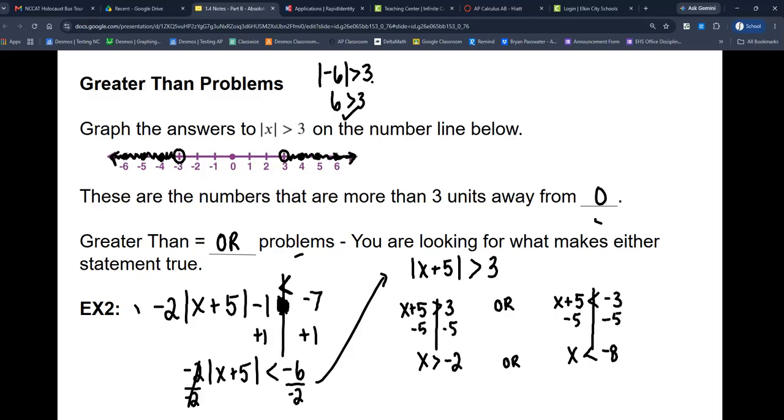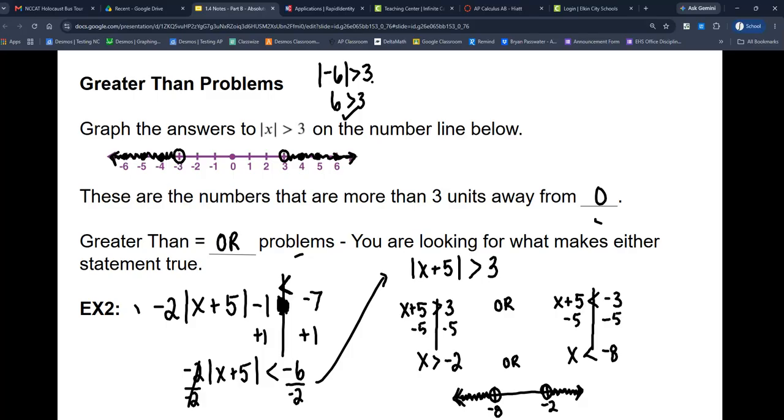Now, good news about OR problems is usually you don't have to put things together. So, if I graph this, I've got -8 and -2. We're looking for the numbers greater than -2, so we're going to use an open circle. We're going to shade the numbers above, so that's to the right. For x is less than -8, open circle, shade to the left.